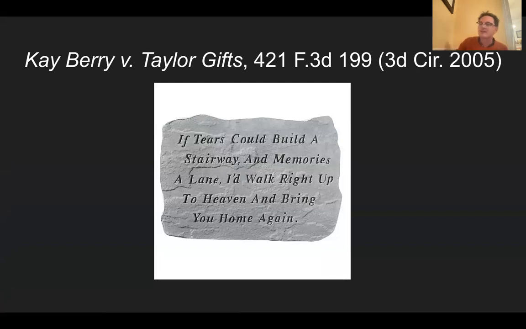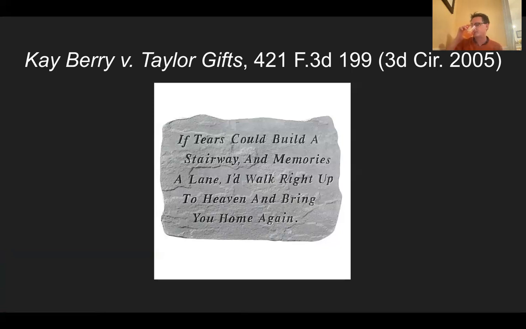Okay, well, let's look at a somewhat different kind of work of authorship that hinged on a different analysis, but arguably is in tension with the Rentmeester case. Kayberry v. Taylor Gifts. What happens? Kayberry is in the business of making these kinds of tchotchkes that they sell, fake rocks with a verse of text inscribed in the fake rock. And one of their competitors, Taylor Gifts, sees that presumably one of the Kayberry products is pretty successful. They want to make a copy of it, and Kayberry sues them for copyright infringement.